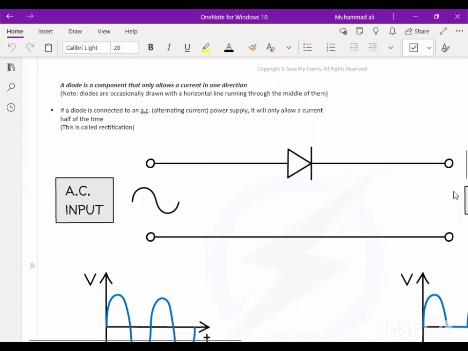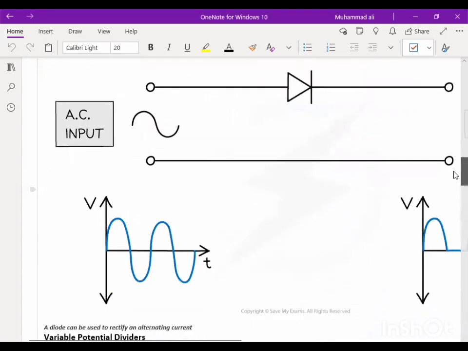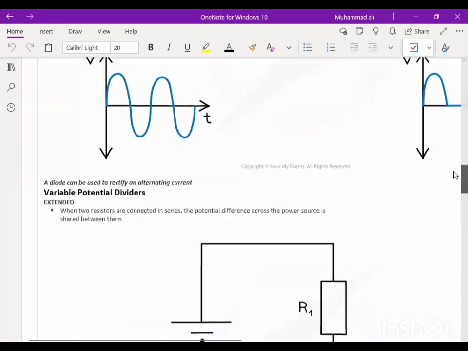And this process is going to be called rectification. No need to go into detail. This is all you need to know at this stage, right?